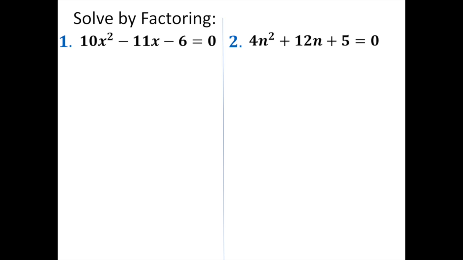All right, I want you to actually solve this one by factoring. So we're going to take it an extra step further. In other words, I want you to factor this first, then go ahead and solve it. I want to know, for number 1, what x equals, and number 2, what n equals. So go ahead and do that. Push pause now. Factor those first, then actually set them both equal to 0 and solve them.